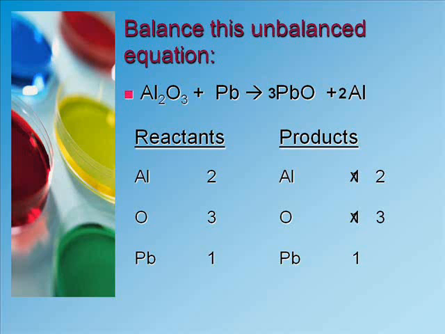However, by placing that coefficient of 3 in front of lead oxide, I've also changed the number of lead atoms on the right-hand side to 3 as well. Now the lead atoms are not balanced. To rectify that situation, I'll place a coefficient of 3 in front of the lead on the left-hand side, thus changing the number of atoms of lead on the left to 3 as well. Now this reaction is completely balanced, and it follows the law of conservation of matter.